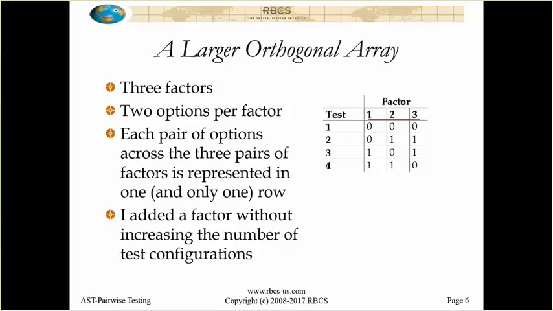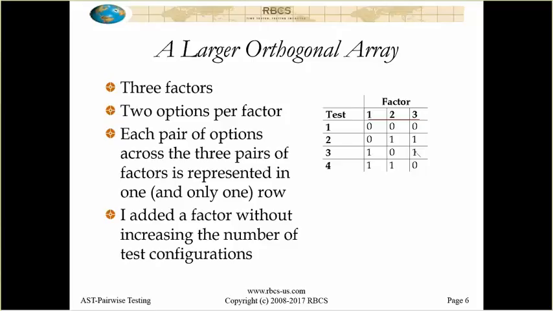So now let's look at column 1 with 3. 0, 0 is in row 1. 0, 1 is in row 2. 1, 0 is in row 4, and 1, 1 is in row 3. So as you can see, for all three possible pairs of factors, 1 with 2, 2 with 3, and 1 with 3, all possible pairs of options are present in one row. So we added a factor which had the same number of options as the other two factors, and it did not increase the number of test configurations.